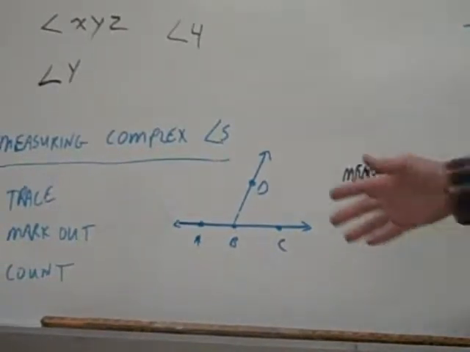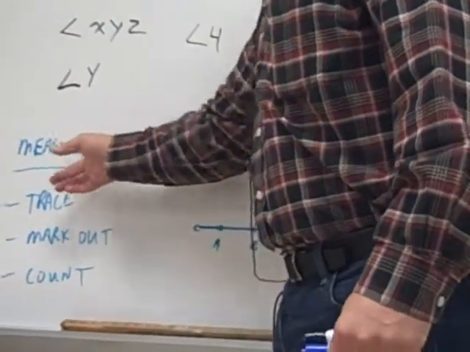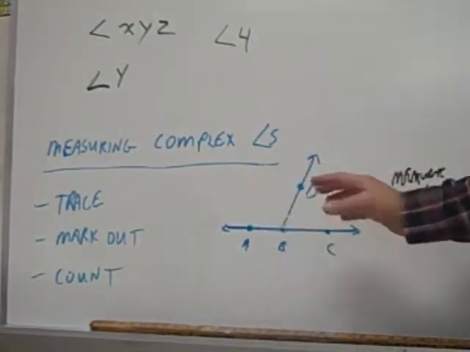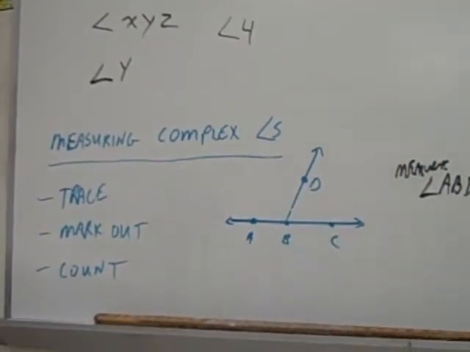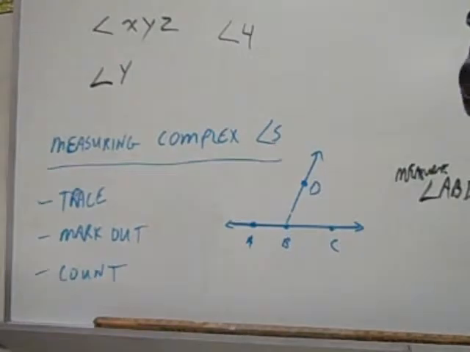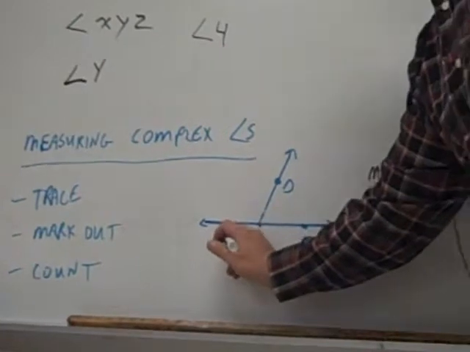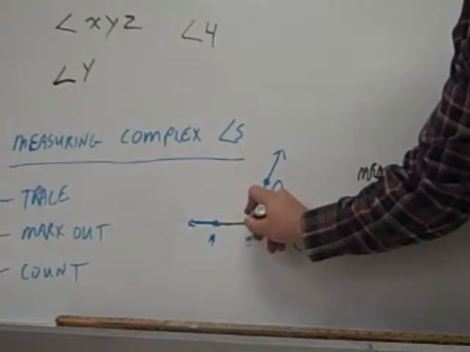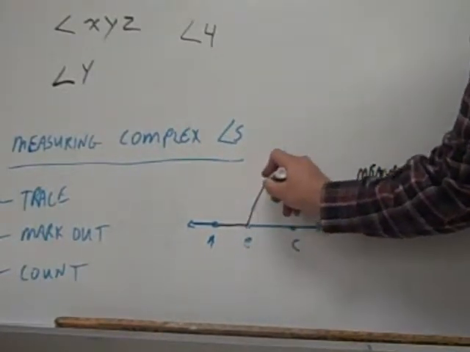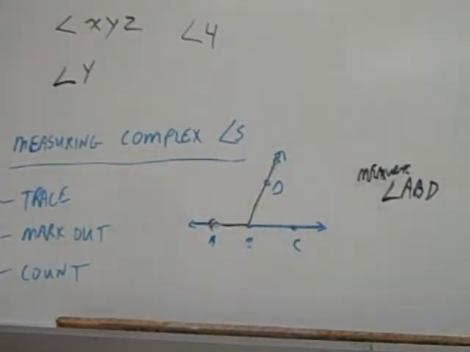So, here is what you do when we're having to measure a complex angle. When there's a bunch of angles there and we're told to measure one of them, trace which one we have to do. Find A, go to B, and then go where? To D. Notice I'm tracing. That's the angle I have to measure, or I'm told to measure, correct?